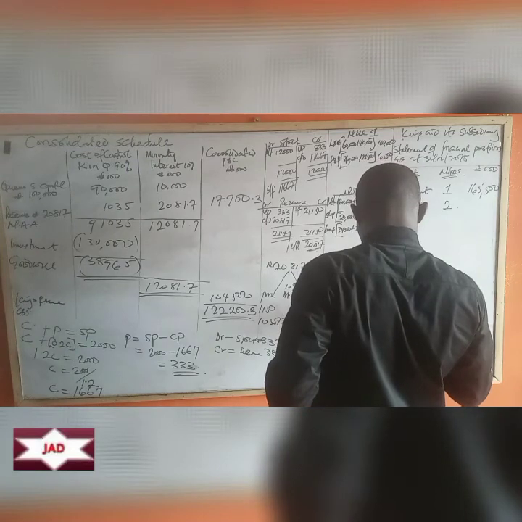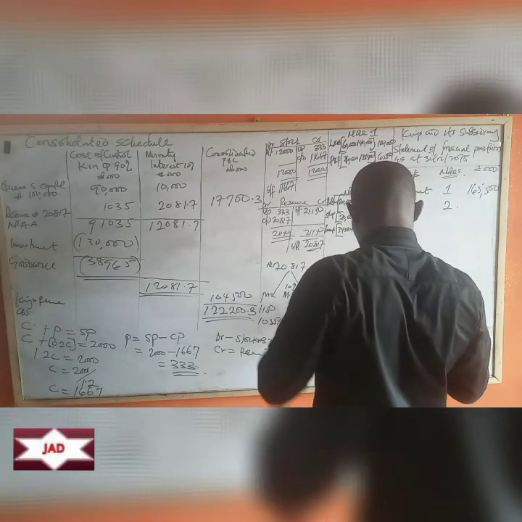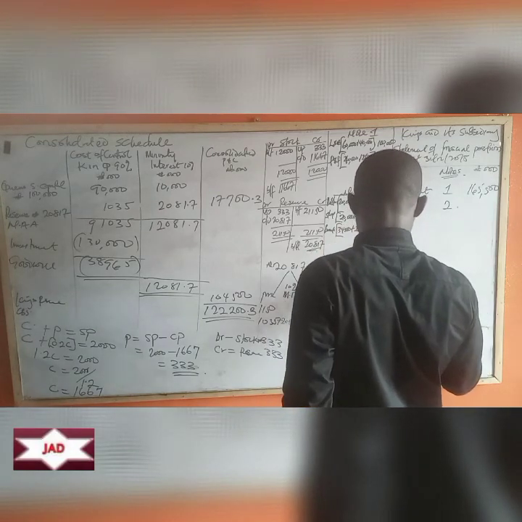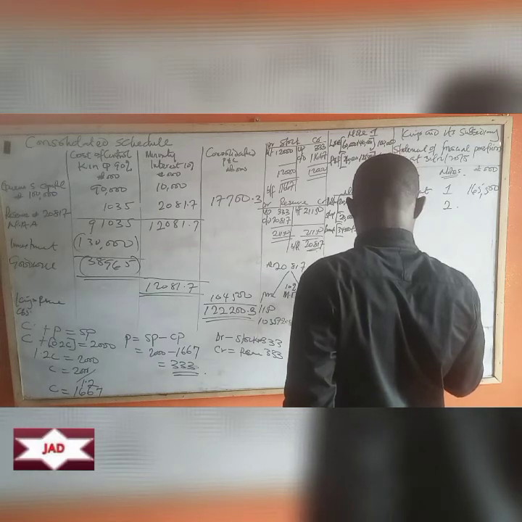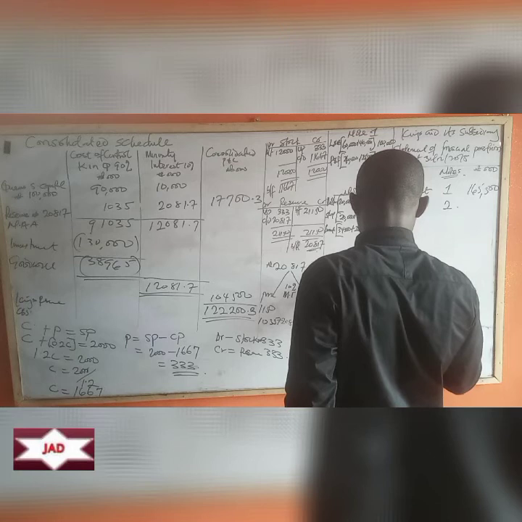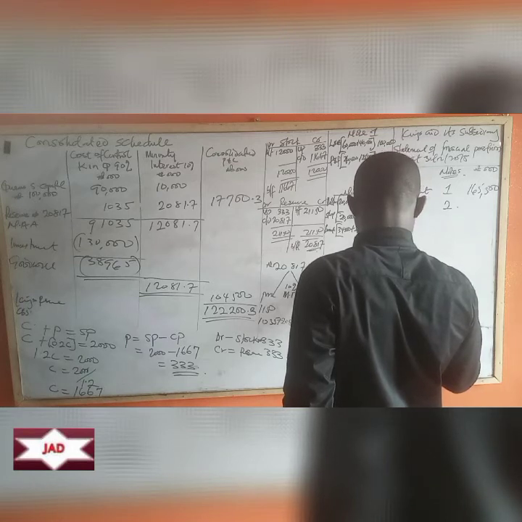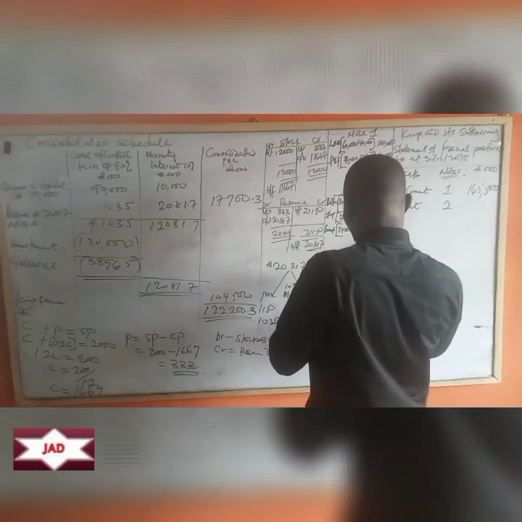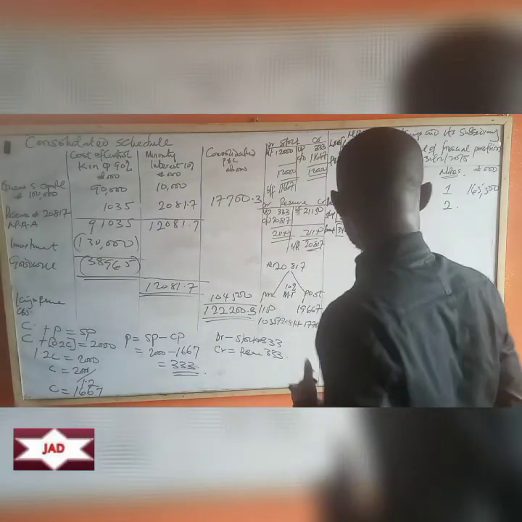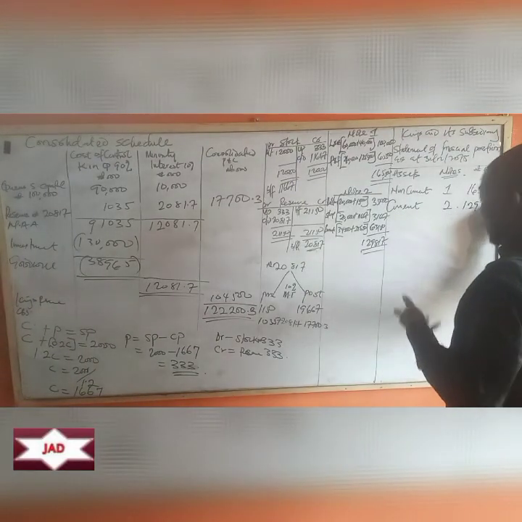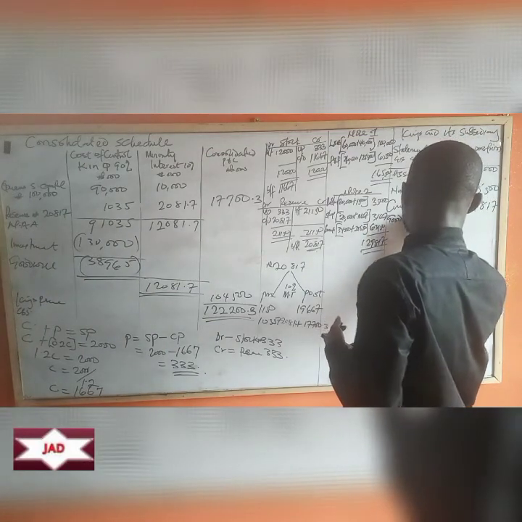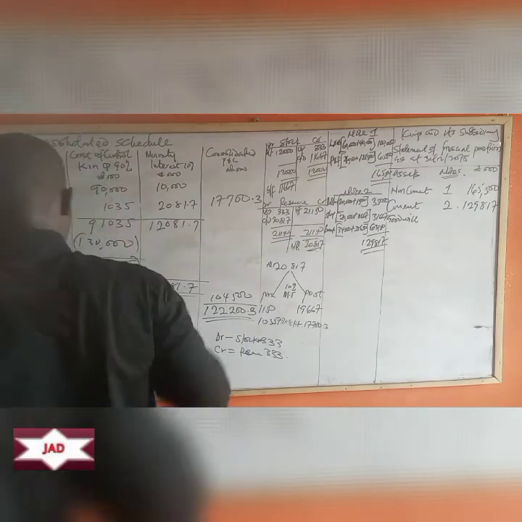63,150 plus 35,000 plus 31,667. We have 129,817. So what's our goodwill? The debit balance, we test it. That's 8965.